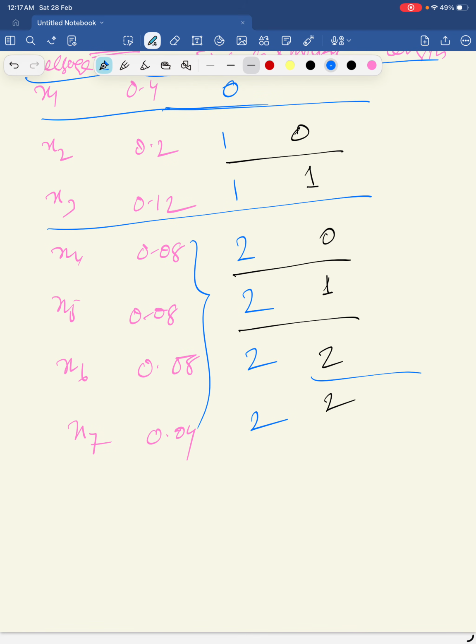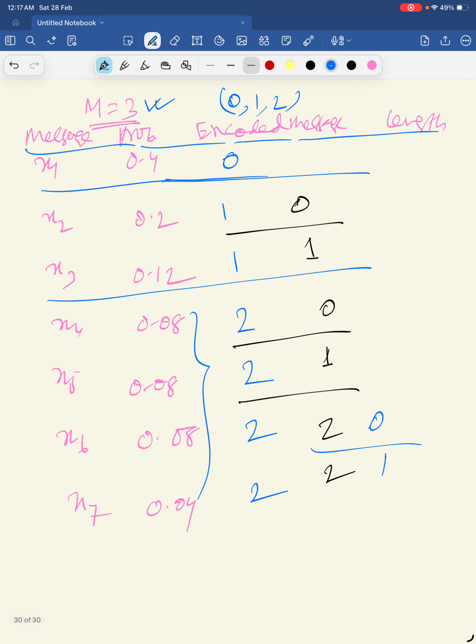Now we will make this one. This is 0 and 1, because only 2 are there. So what is the code length here? For the first x1, this is 0, this is 2, this is 2, this is 2, this is 2, this is 3, and this is 3.